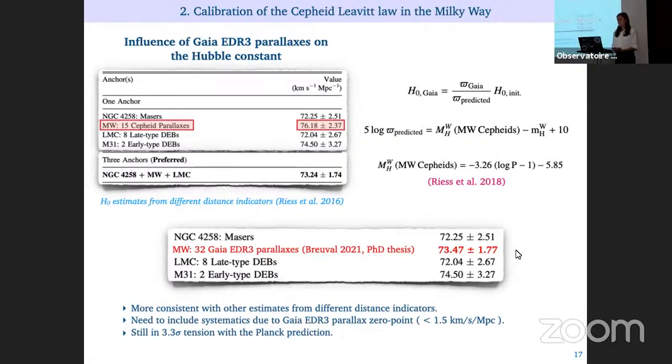So changing the data, changing the parallaxes in the H0 calibration doesn't seem to solve the tension. There is still a 3 sigma tension with the Planck prediction. So it's a very interesting test to see the influence of the data on the results on the Hubble constant.